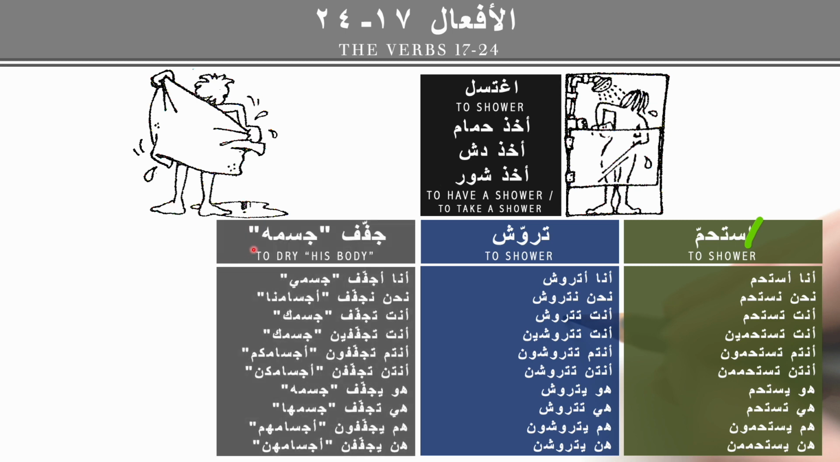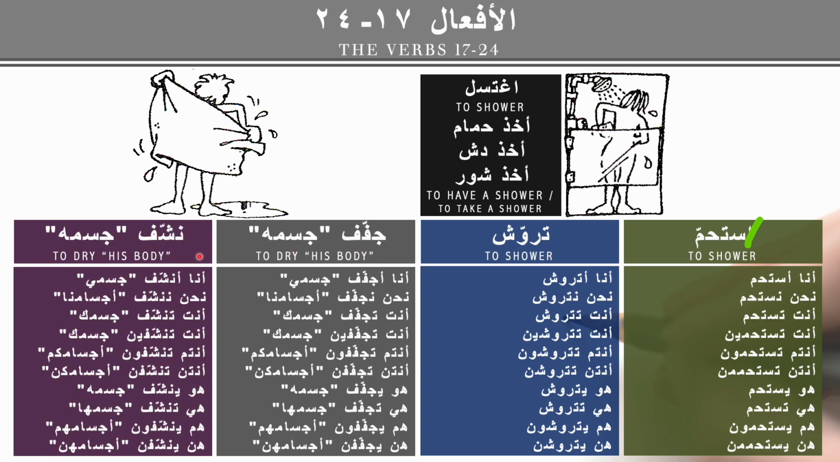Yeah. Let's move to the next verb, which is about drying yourself after showering. So to dry, جفف. Also, to dry is جف, without the extra fa. But when you do it intentionally, to dry something like your body on purpose, we say جفف. But when you leave something to dry by itself, you say جف without the extra fa. So it's only جف with shadda. Since we are drying our body on purpose, we will use the verb جفف. His body, جسمه. So to dry his body, جفف جسمه.